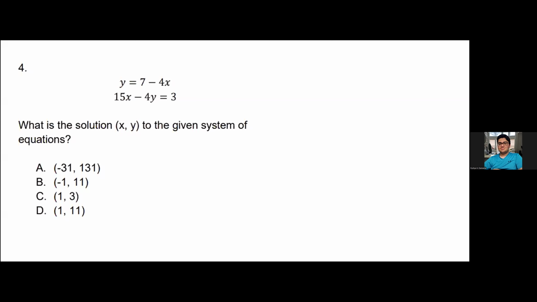Okay, so for question 4, we're asked what is the solution xy to the given system of equations. So we're given y equals 7 minus 4x and 15x minus 4y equals 3. So the easiest way to solve this is to just plug in, since we're already given y equals 7 minus 4x. So plugging in, we get 15x minus 4 times, and for y we plug in, which would be 7 minus 4x, equals 3. And then we just solve normally.